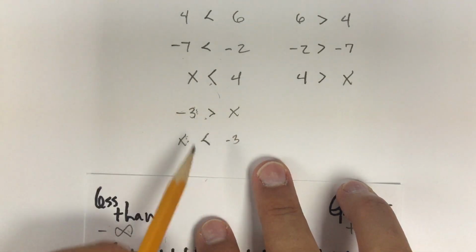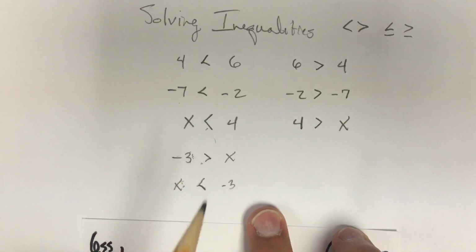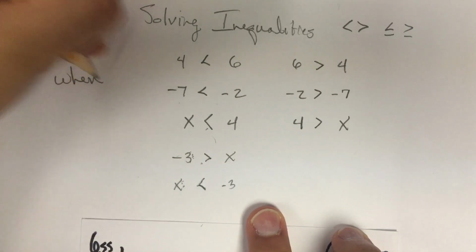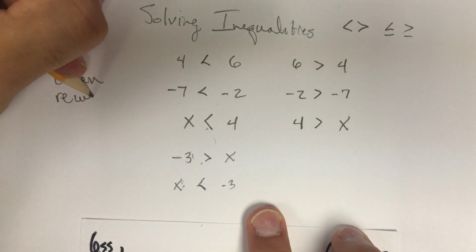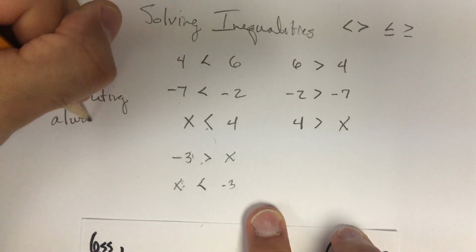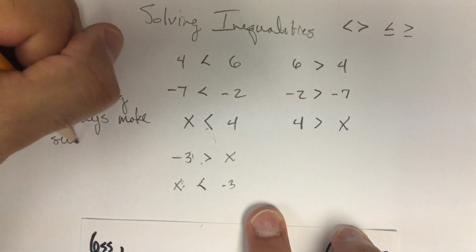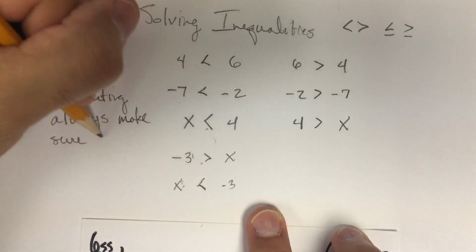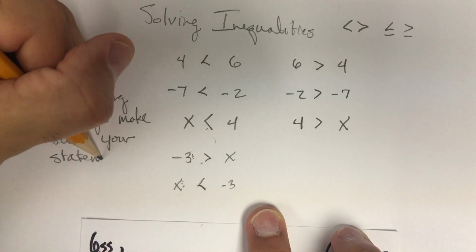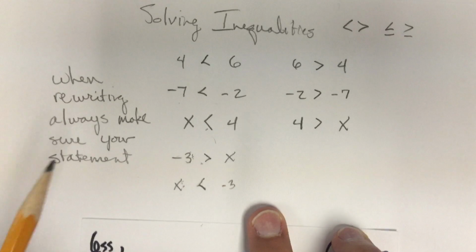So whenever you're writing inequalities, the name of the game, rule number 1, is always make sure that your inequality statement is true. When rewriting, and I want you to write this down, when rewriting, always make sure your inequality statement remains true.